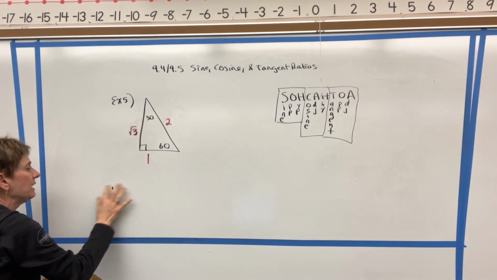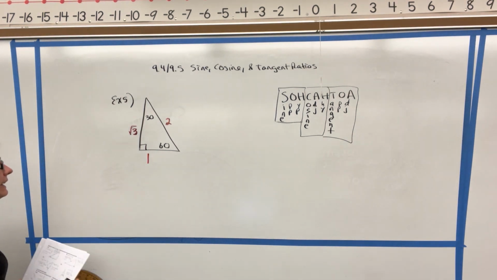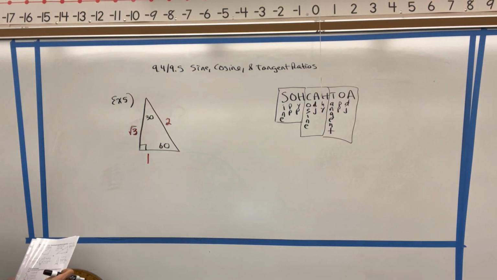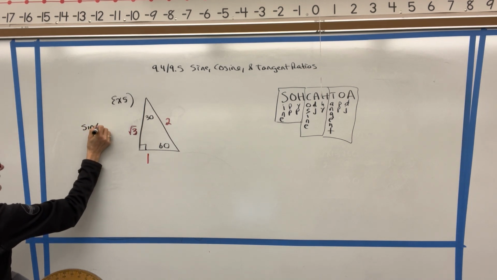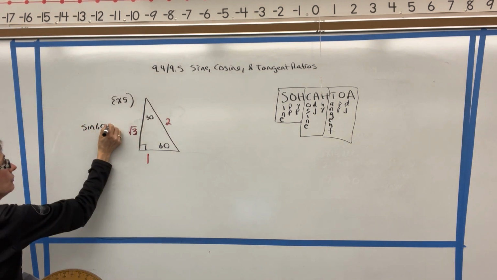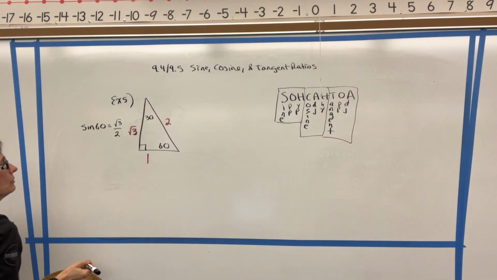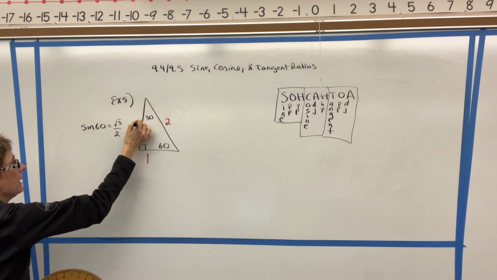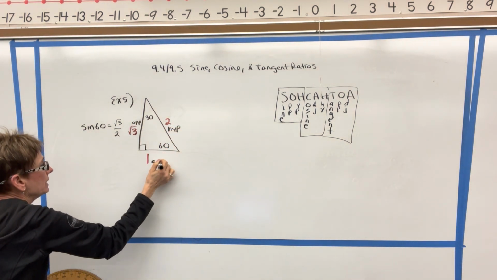I'm going to get the same work as if I had the x, but it's just going to be fewer steps. So the instructions say to find the sine, cosine, and tangent of 60 degrees. Let's look at the sine. The sine of 60 would be opposite over hypotenuse, so that would be radical 3 over 2. Keeping in mind this is opposite, this is hypotenuse, and of course this is going to be adjacent.